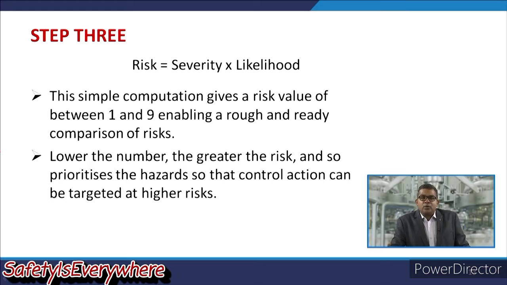Now, this involves making a formal judgment on the consequences and the probability using the formula risk is equal to severity into likelihood. Likelihood deals with the probability. So, this simple computation gives a risk value between 1 and 9, enabling a rough and ready comparison of the risk. So, the lower the number, the greater the risk, and it also prioritizes the hazard, so that the control action can be targeted at higher risk.